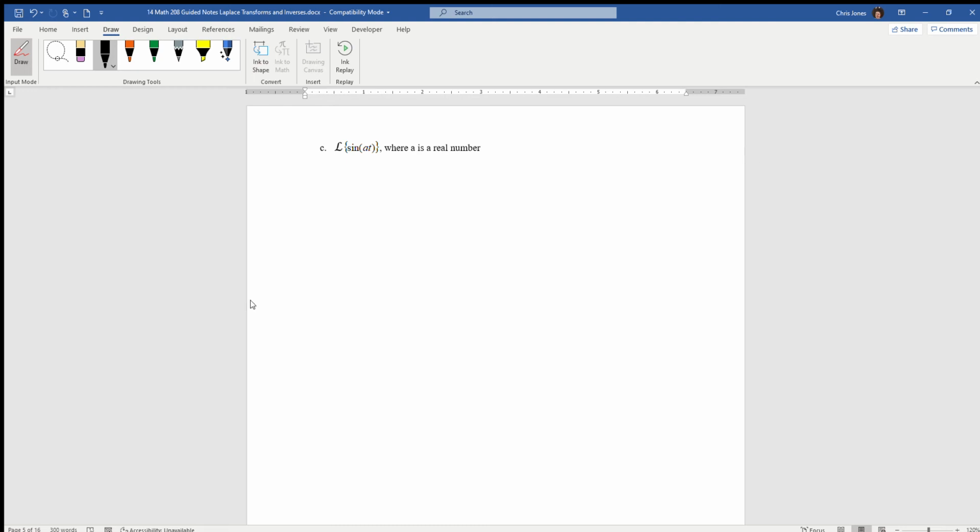One final example of being able to use the definition of Laplace transform: we want to find the Laplace transform of sine at, where a is a real number. So we start by defining Laplace as the limit as c approaches infinity of the integral from 0 to c of sine at e to the minus st dt. And let's define that as I. All right, that's our integral that we're trying to evaluate, which is really just the Laplace of sine at.